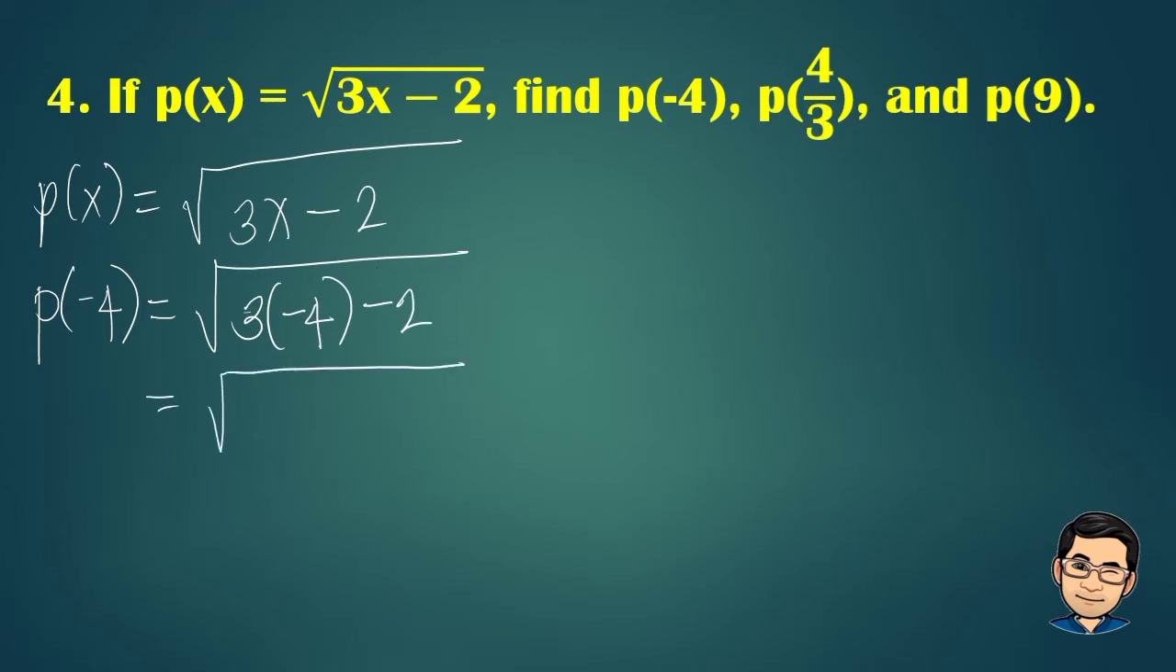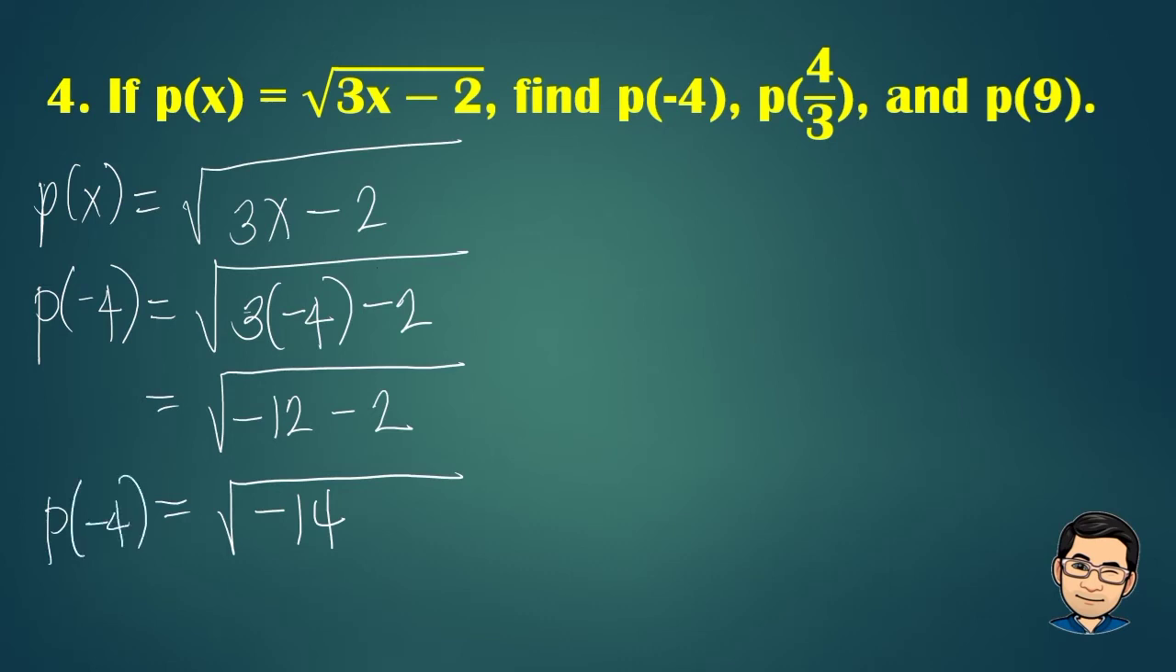3 times negative 4, that is negative 12, minus 2. Negative 12 minus 2, that is negative 14. Okay. So the value of p of negative 4 is a square root of negative 14. So, yung rule natin dito, we cannot extract a negative radicand. So, ang na-extract lang natin is always positive.